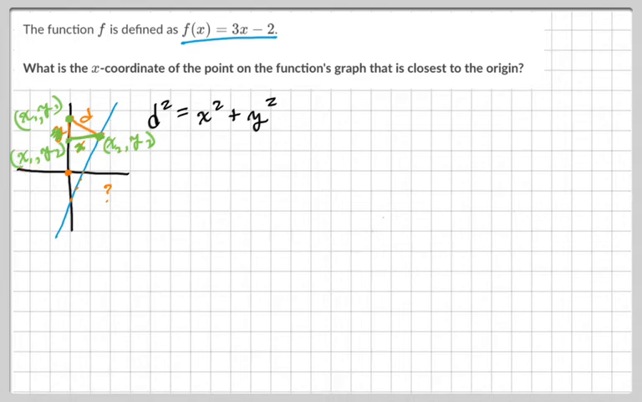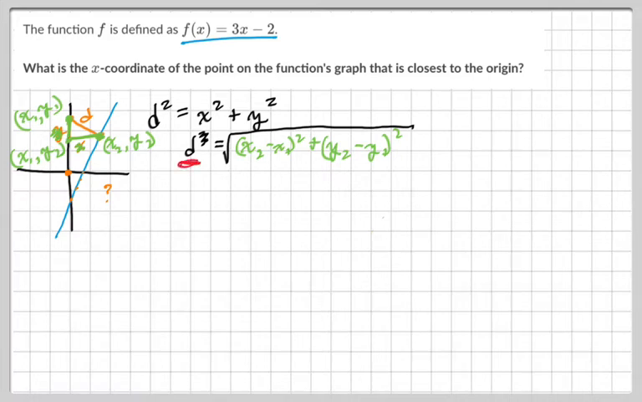And that's a really simple concept in math. If you want to find the distance between 2 numbers, you just have to subtract them. And so instead of writing x, I write x2 minus x1. And then instead of writing y, I write y2 minus y1. And there you have it. There's our distance formula. Our distance equals the square root of that stuff.